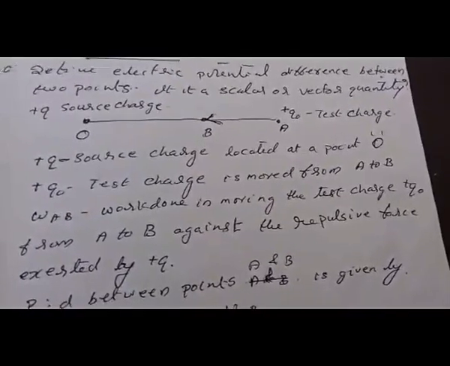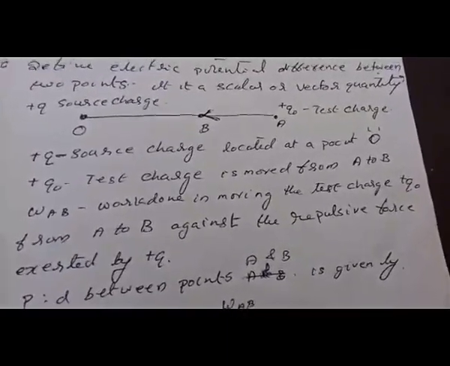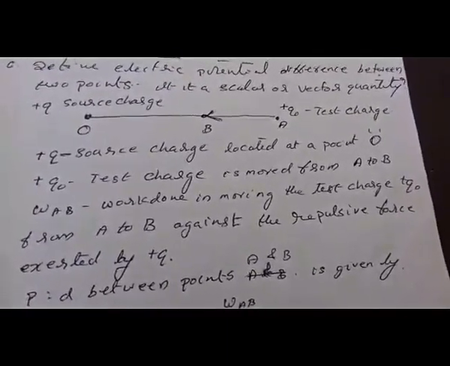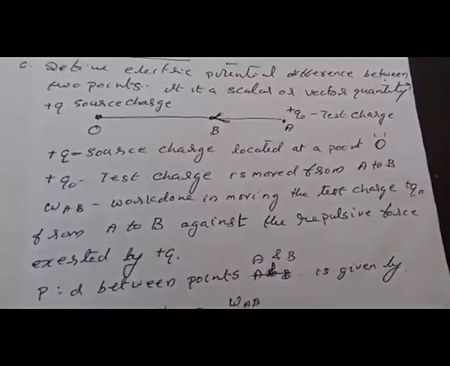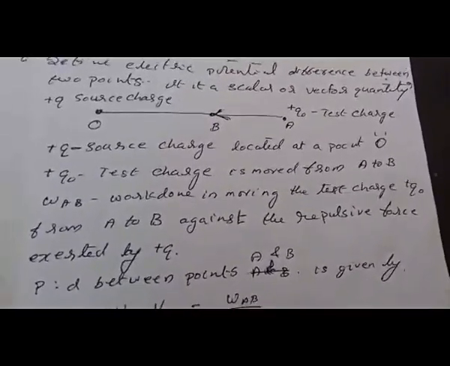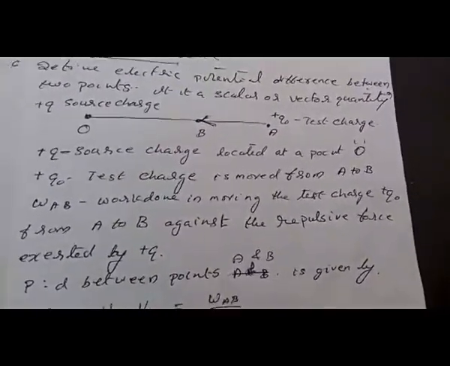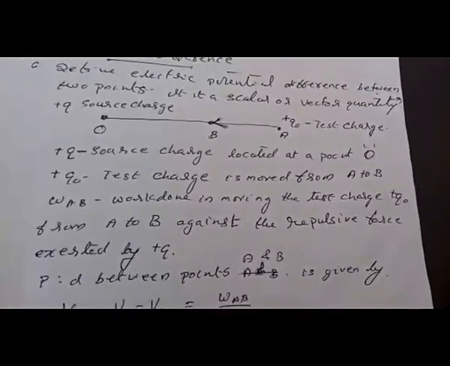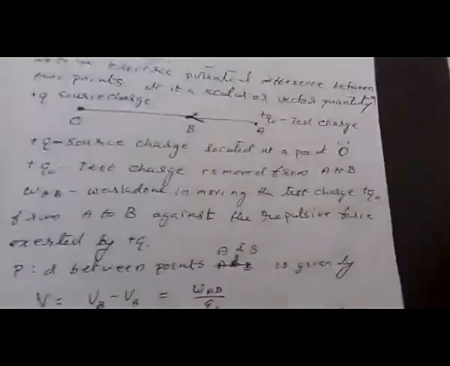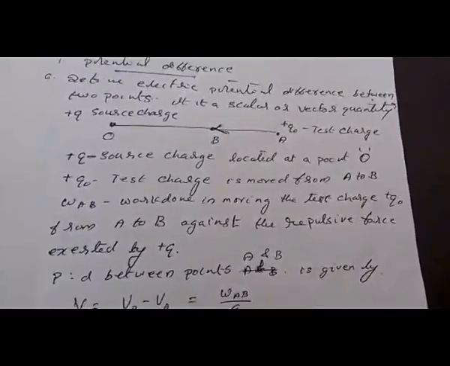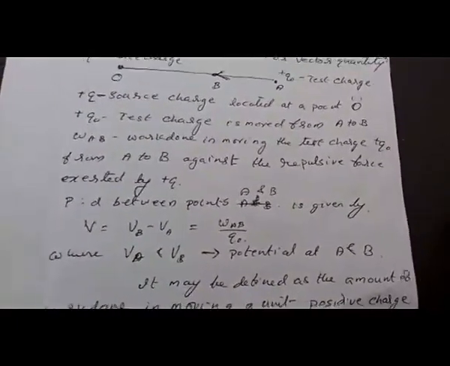When a test charge is placed at A in the electric field of the source charge, according to Coulomb's law, there will be a force of repulsion. So, when a test charge is moving from A to B, work has to be done against the repulsive force. Let WAB be the work done in moving the test charge plus Q0 from A to B against the repulsive force exerted by plus Q.